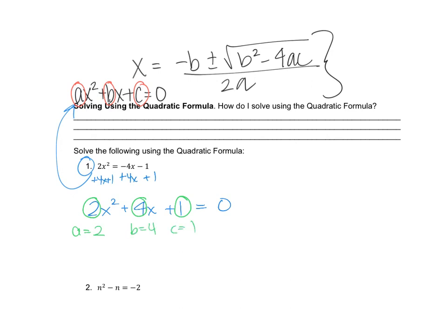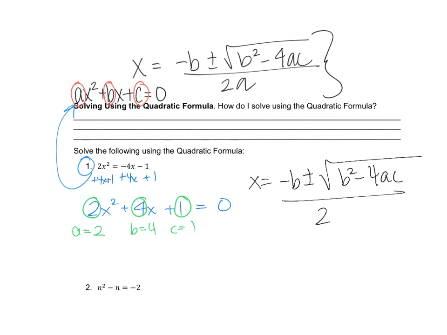So the formula says x equals negative b plus or minus the square root of b squared minus 4ac all over 2a. And so the negative b is going to become, you just erase that, we're going to put a 4 in there. And then the b squared is also going to be my little 4.